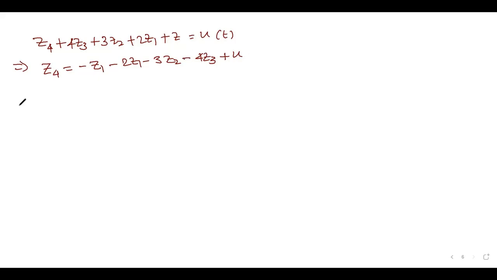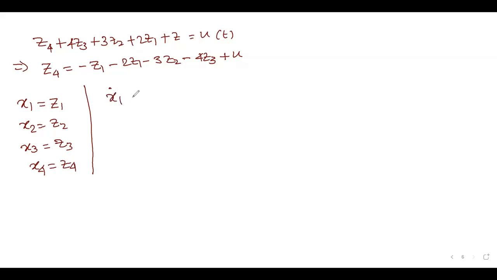All right, now as you select the state variables, x1 equal to z, x2 equal to z1, x3 is equal to z2, x4 equal to z3. And x1 dot will be x2, x2 dot is x3, x3 dot is x4, and x4 dot is z4.